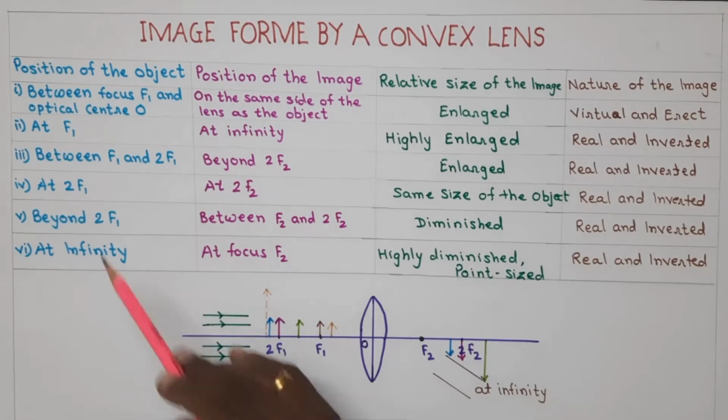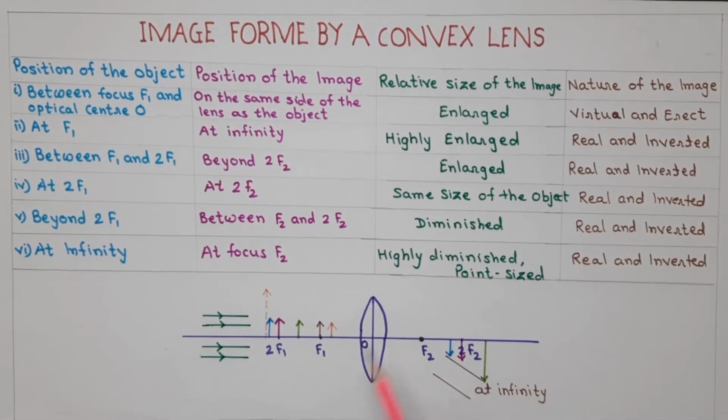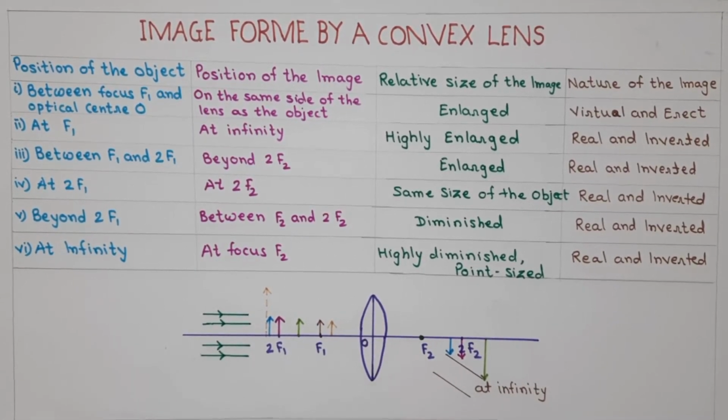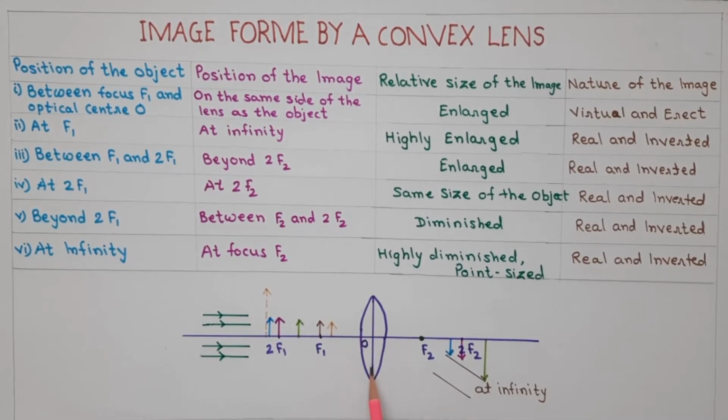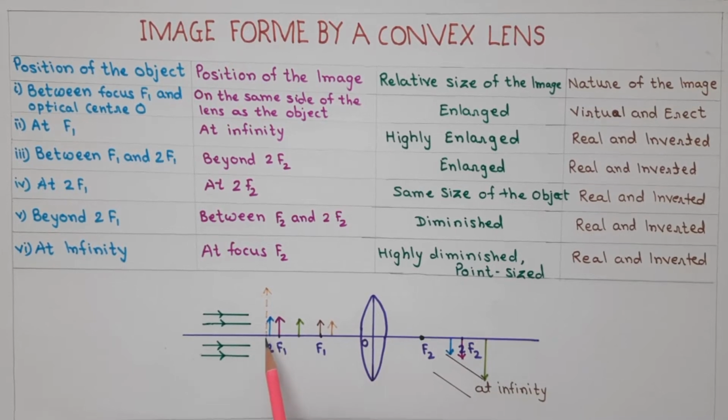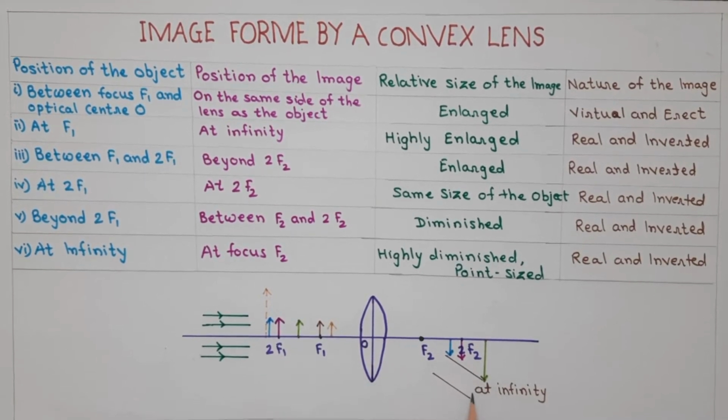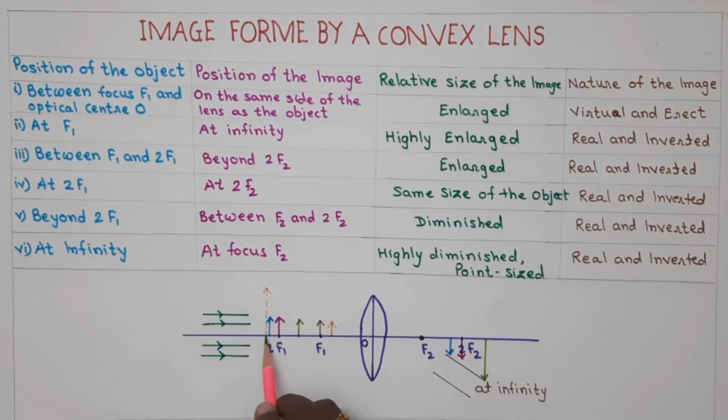Now, how to remember all this? This is a convex lens. This object is kept very close to this lens. That means what? It is between O and f1. It is so close to the lens that the image cannot be formed on the right side. It is formed on the left side, on the same side as the object.